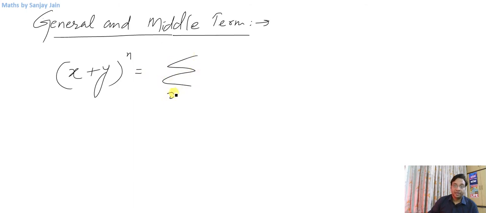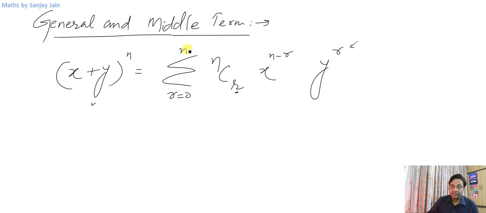sigma r goes from 0 to n, nCr x raised to power n minus r, y raised to power r. So whatever is written here, we write it as power of the second term and then subtract it from n, n minus r, and write it as power of x. What I am saying is, if let us say I have got x plus y raised to power 5 and I am expanding it.